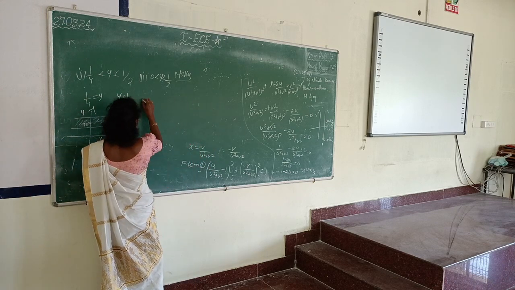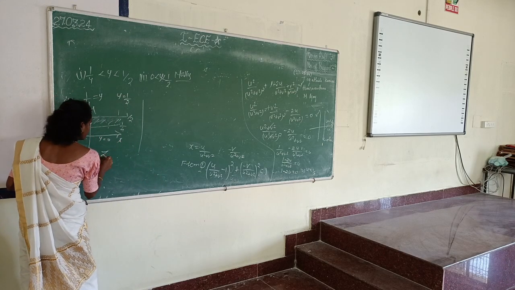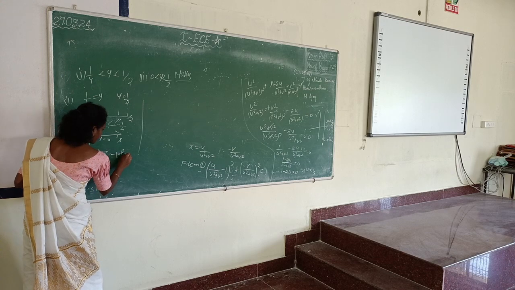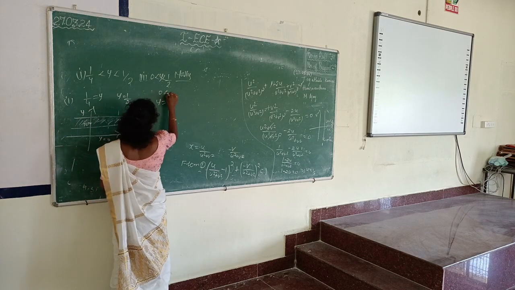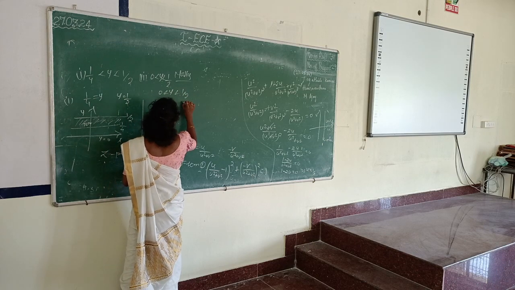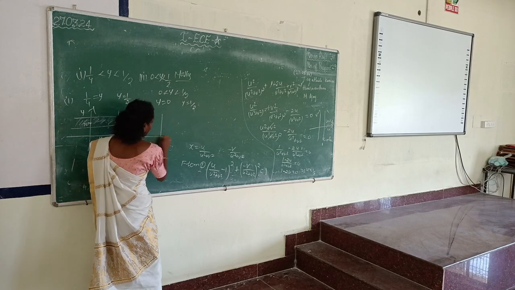Next, the second plane, with the same pattern. Here y = 0, 0 < y < 1/2, and y = 1/2. So, draw the diagram.